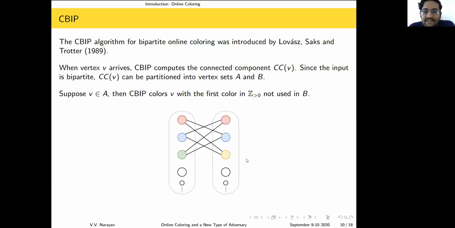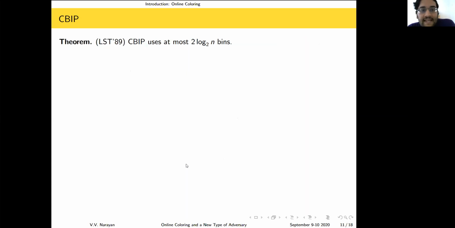But the advantage of this is that I can continue to color the vertices on the left side green because there's no green on the right side. I can continue to color the right side yellow because there's no yellow on the left side. So CBIP does a lot better on this worst case example for first fit. In general, they show that CBIP uses at most 2 log n bins, which is really close to the lower bound from Bean, which is that CBIP uses at least log base 2 n bins. Interestingly, there's been a lot of work to close just this constant factor 2 gap.